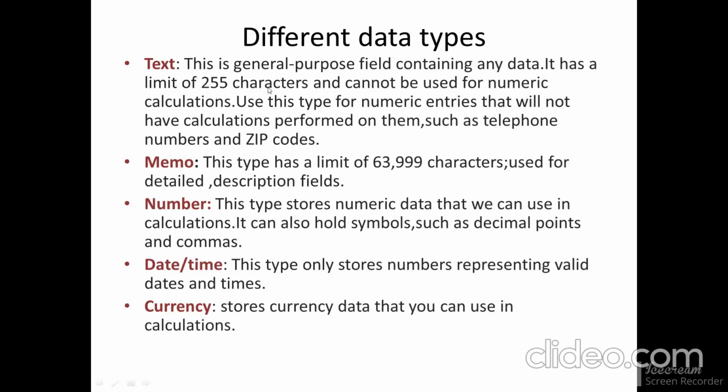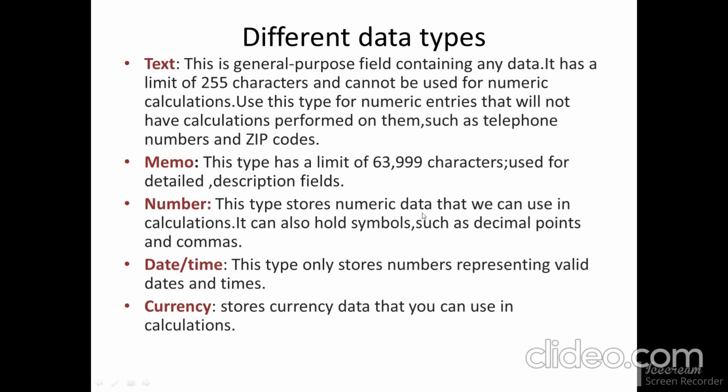It has a limit of 255 characters and cannot be used for numeric calculation. Use this type for numeric entries that will not have calculations performed on them, such as telephone numbers or ZIP codes. That means it will not perform calculation for us anymore. This type has a limit of 63,999 characters and is used for detailed description fields.